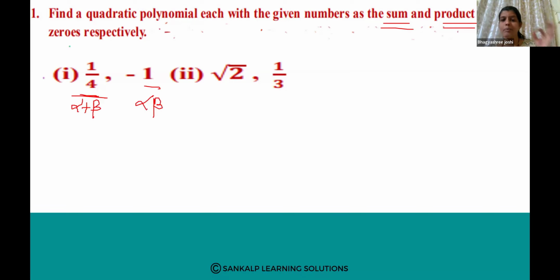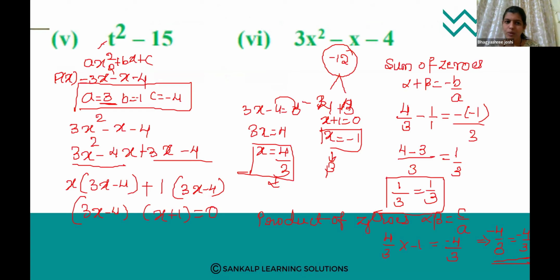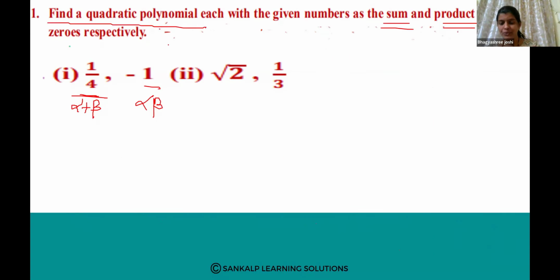They have given us already. But what we need to find out is, by using these two values, we can write the quadratic polynomial. See, in the last problem, quadratic polynomial they have given. By using that quadratic polynomial, we are going to find out sum and product. But here already they have given us sum and product. By using this product and sum, we can find out the quadratic polynomial. Okay. Very, very simple question.